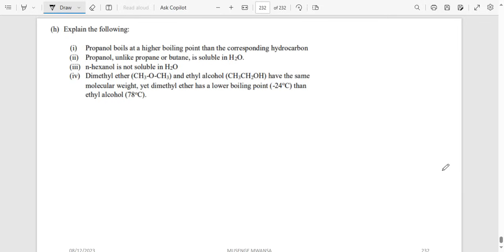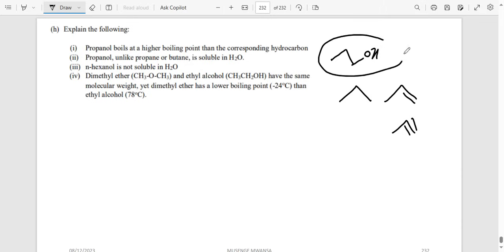Let me first talk about this last one here, and then we do the previous one since it's a bit of a mechanism. Explain the following: propanol boils at a higher boiling point than the corresponding hydrocarbons. Propanol is like this: three carbons, one, two, three, with OH at the end. The corresponding hydrocarbons include propane and propene.